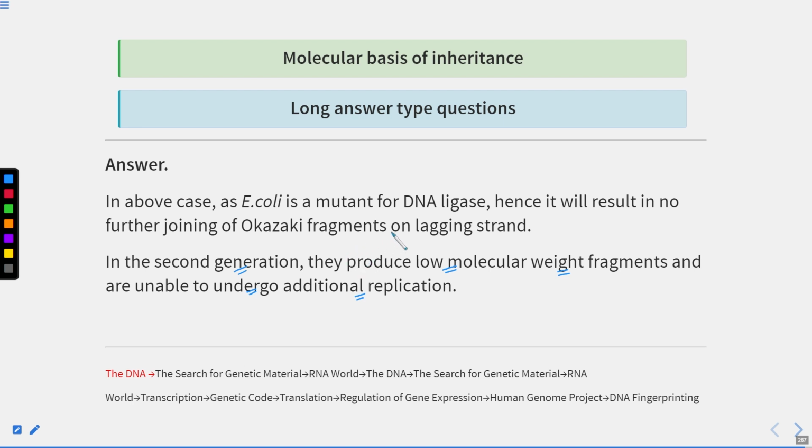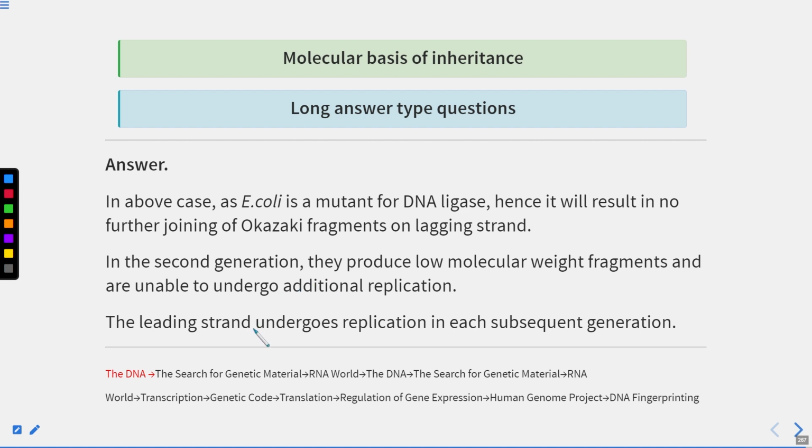Okazaki fragments won't be able to join together because the organism E. coli is mutant for DNA ligase. So low molecular weight fragments composed of the Okazaki fragments will be produced, and they are unable to undergo additional replication. So the leading strand will undergo replication in each subsequent generation, because in the leading strand there is continuous synthesis of DNA in the 5' to 3' direction.